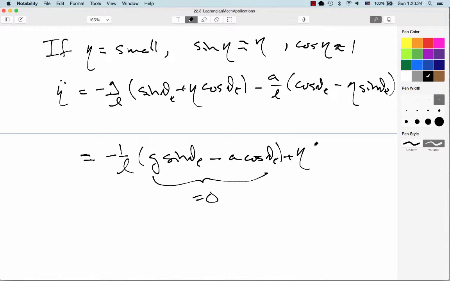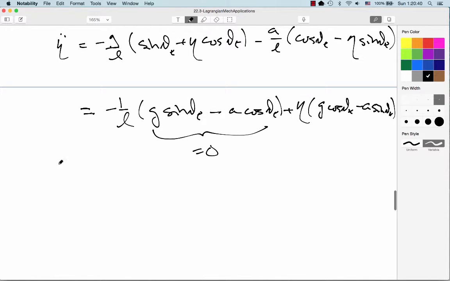Plus eta g cosine theta equilibrium minus a sine theta equilibrium. All right. So just kind of constructing our triangle here. This is g, that's minus a. That's theta equilibrium right there. All right.